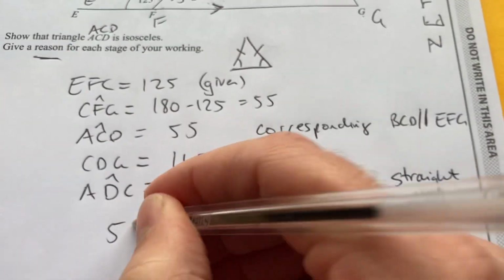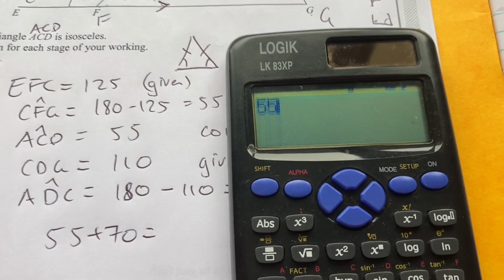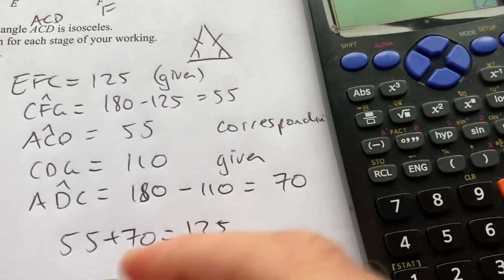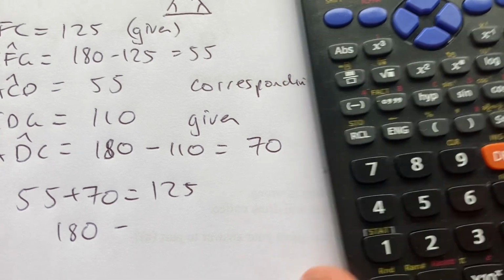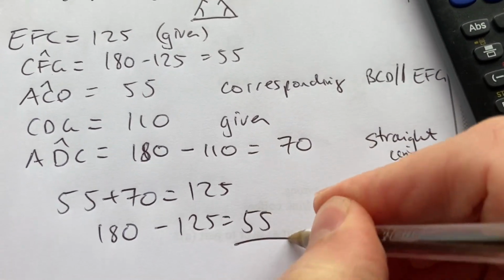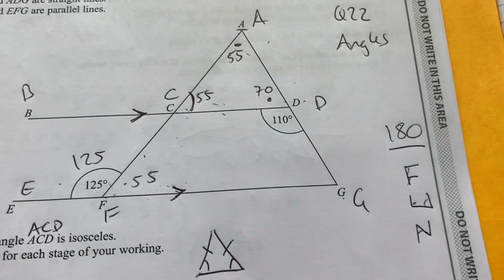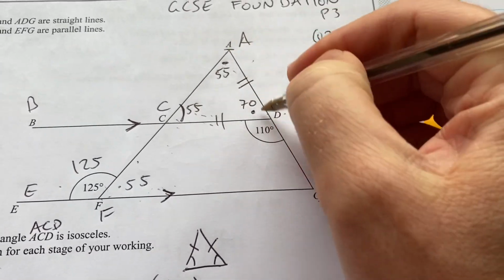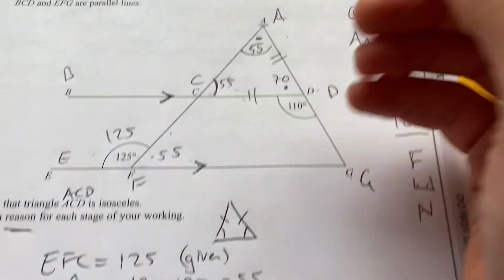So 55 plus 70 is, again, I'm choosing my calculator, even if I could work those out on paper, 125. And 180 minus that answer is 55, and then we have it. So that angle there is 55. So if that's equal to that, that's going to be equal to that, and then we're going to have our isosceles triangle. The picture, again, is not drawn to scale, but there we have our base angles equal.